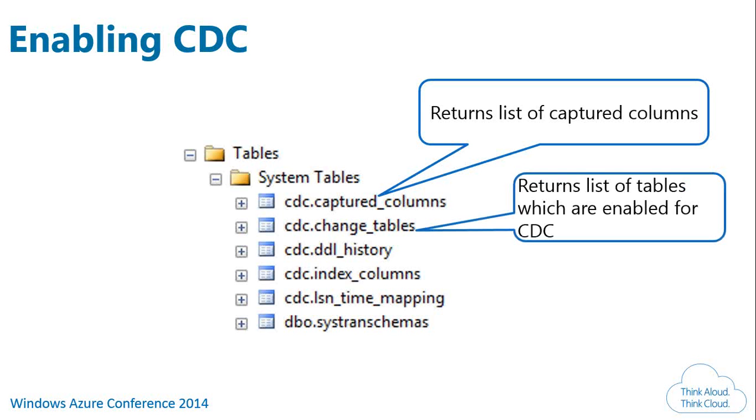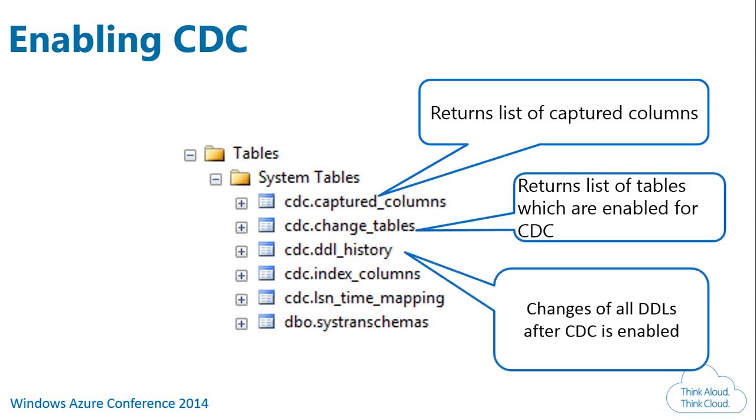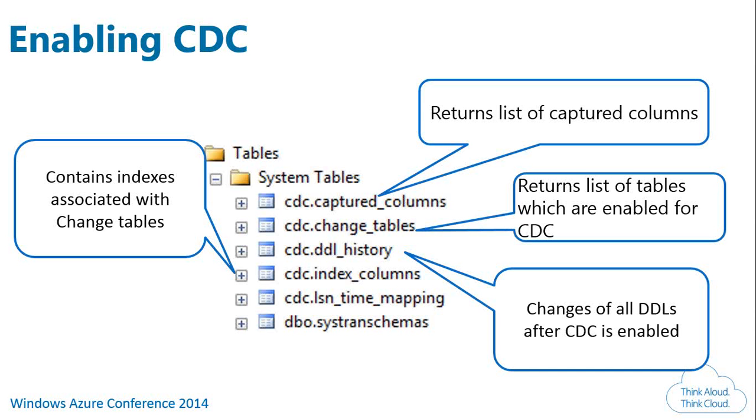Similarly, you would have a list of tables on which CDC is enabled. If you did any DDL changes after CDC is enabled, it will capture the DDL changes also. And then indexes are logged separately, and then LSN. LSN will tell you the log sequence number, the time stamping of when the change happened.